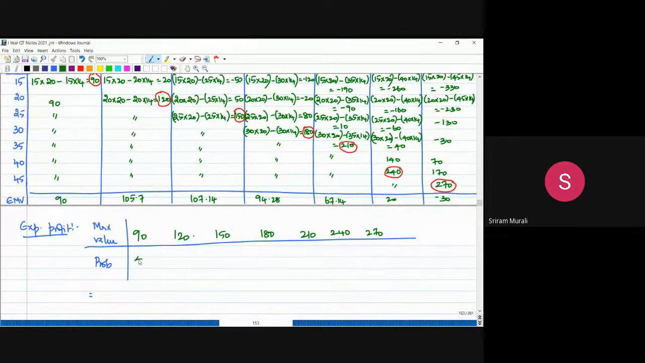Respective probabilities are 4 by 100. Sorry, 4 by 200. 16 by 200. 20 by 200. 80 by 200. 40 by 200.